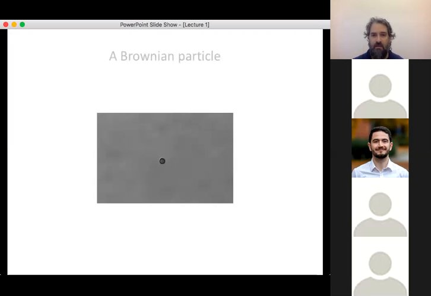So here I just show you one of the most boring movies you can imagine. This is just a Brownian particle. You see, it is just floating around. This motion happens at thermal equilibrium, so there is no energy injected into the system. The particle will stay there moving around forever. The question is, how do we model this?